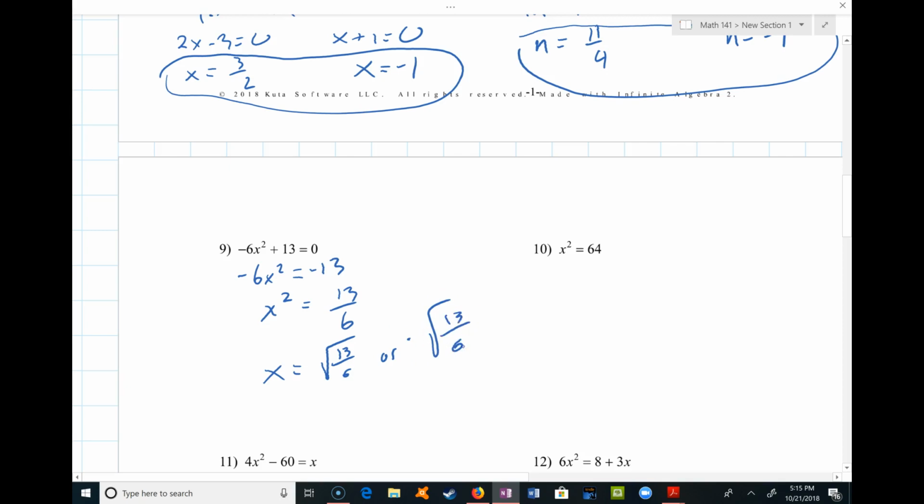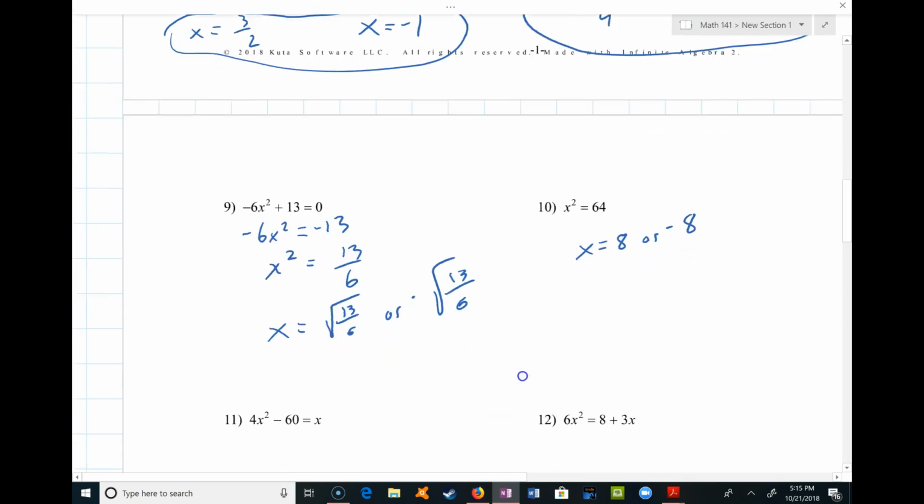Oh, this one's an easy one. Just square root both sides. We get x equals 8 or negative 8. Nice.